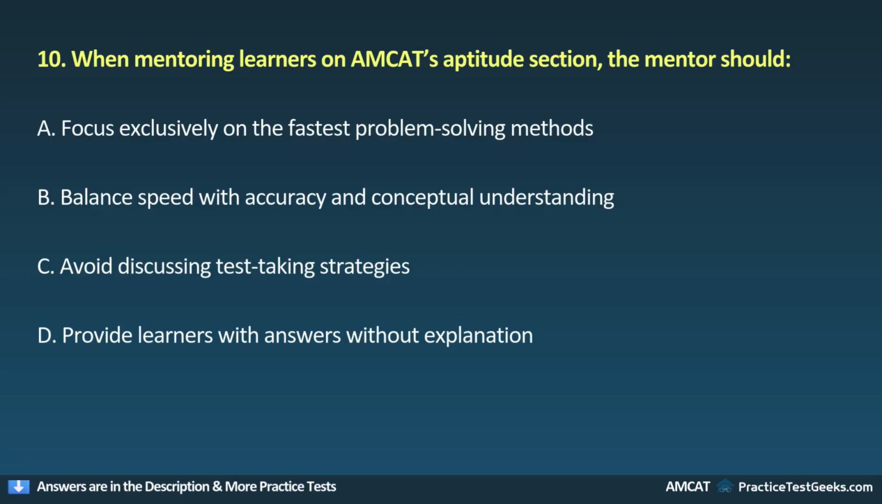10. When mentoring learners on AMCAT's Aptitude section, the mentor should: A. Focus exclusively on the fastest problem-solving methods. B. Balance speed with accuracy and conceptual understanding. C. Avoid discussing test-taking strategies. D. Provide learners with answers without explanation.